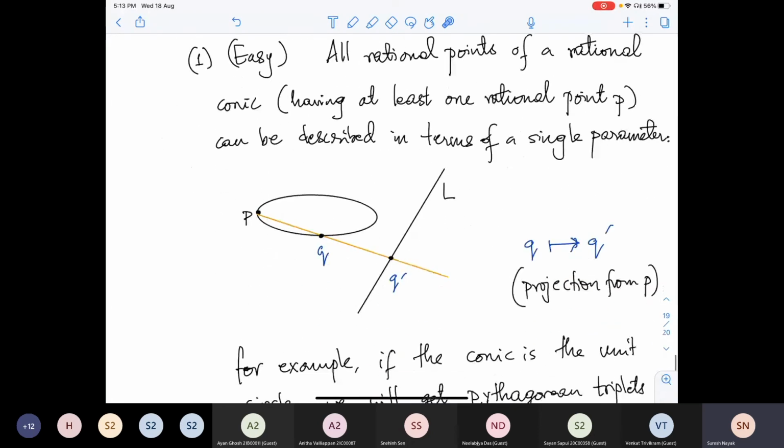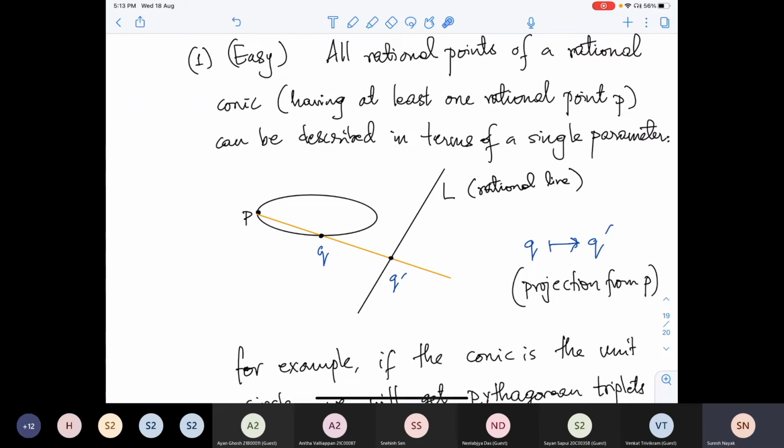So this is your rational point P here. And to describe all the other rational points here, I'll take a typical rational point Q here, and I'll fix one line L, which is also rational. So this is also a rational line. Rational line means it has rational coefficients. So ax plus by plus c is equal to 0, where a, b, c are rational, if you like.